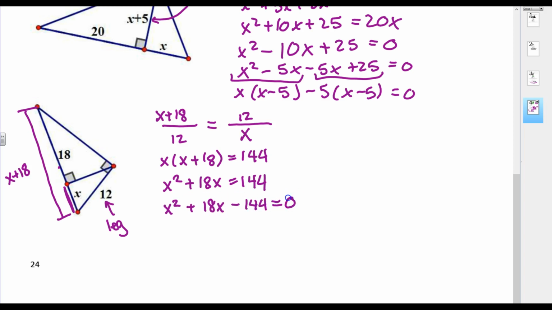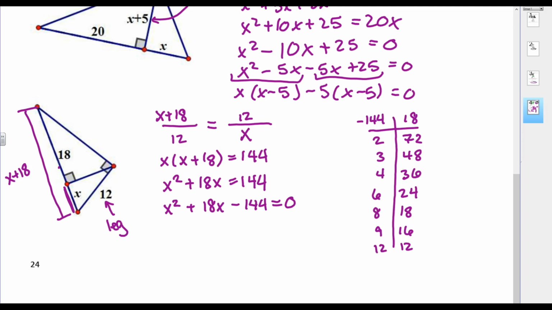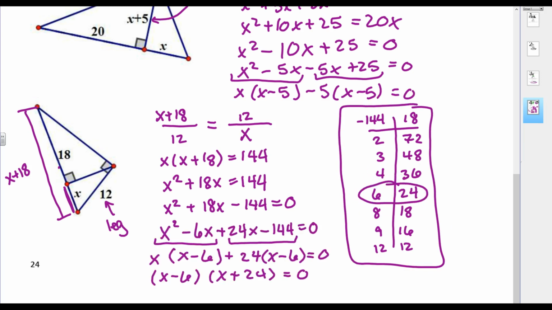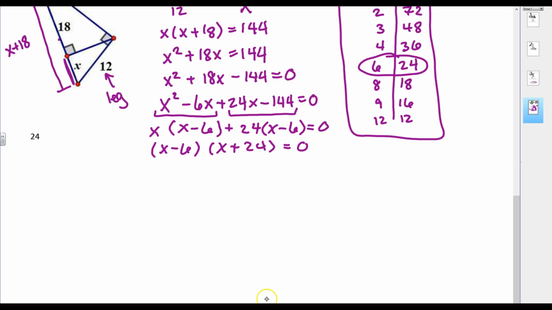Okay, guys, I want you to take a minute right now. Try to factor it on your own. I'll give you a second. These numbers were a bit clunkier, so you may have had to make your table of factors. When I made my table of factors, I liked the 6 and the 24. And then I used those terms to split my middle term. I took out common factors. I end up with the factored form of x minus 6 times x plus 24 equals 0.